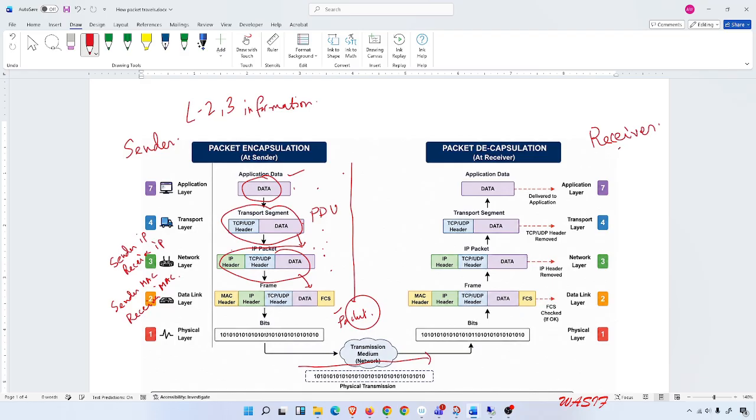It arrives at the receiver's end and the decapsulation happens, where it is opening the packets. The last stage is the data. The receiver is able to see the data. In short, the sender starts from layer 7 and the receiver ends at layer 7. Okay.